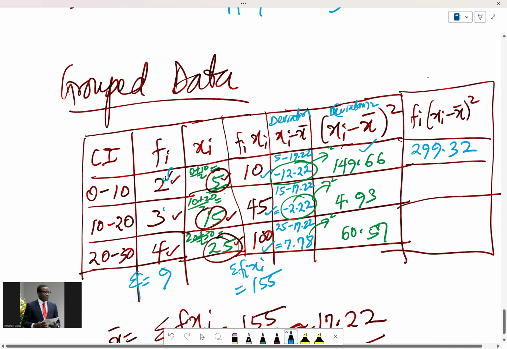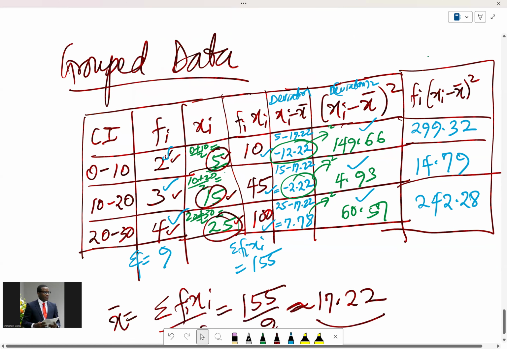299.32. The next, 3 times 4.93, that is 14.79. Then lastly, 4 times 60.57, that is 242.28. Okay. Then we need the sum of all this now.